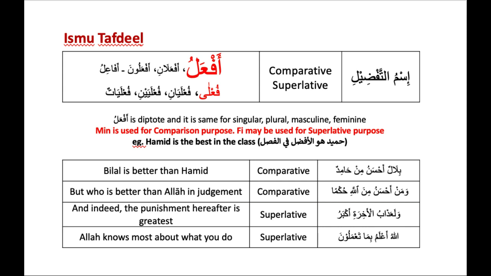Let's look at some more examples. Bilalun ahsanu min Hamidin. Comparative. Bilal is better than Hamid. Wa man ahsanu min Allahi hukman. Comparative. But who is better than Allah in judgment?